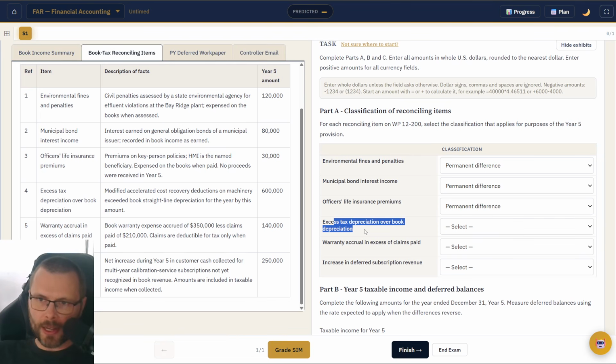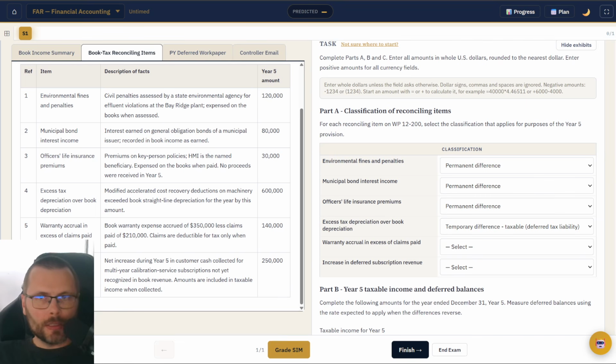But then the fourth one here, tax depreciation over book depreciation. So you've deducted for tax purposes more than you've deducted for book purposes, meaning you're going to have less of a deduction in future tax years, meaning you're going to owe more tax. That's a deferred tax liability, DTL. Warranty accrual in excess of claims paid. Okay, so that's a future deduction: the IRS is going to allow you to deduct those when the claims have actually been paid in the future.